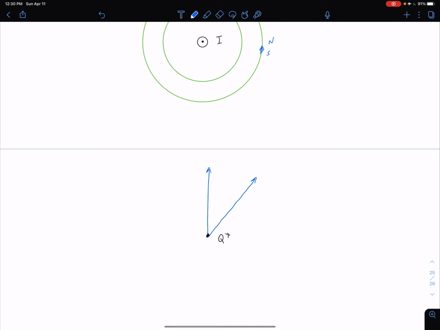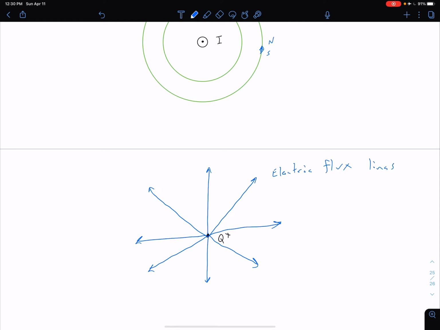So we had something like this. And so that's going to be going in all directions. I'm not necessarily doing a great job of drawing that symmetrically, but we have these electric flux lines. So this would be our electric flux. We see that they're going in all directions. They have a starting point at Q and an ending point towards negative infinity.